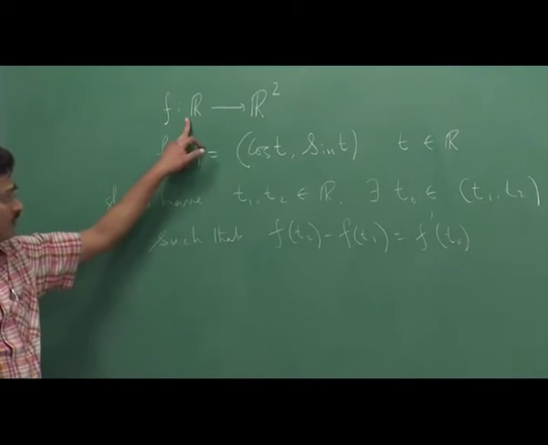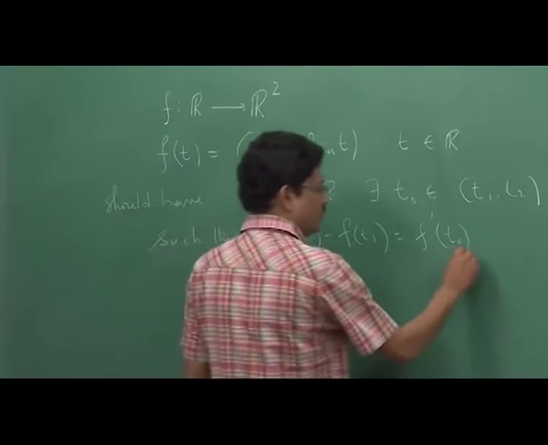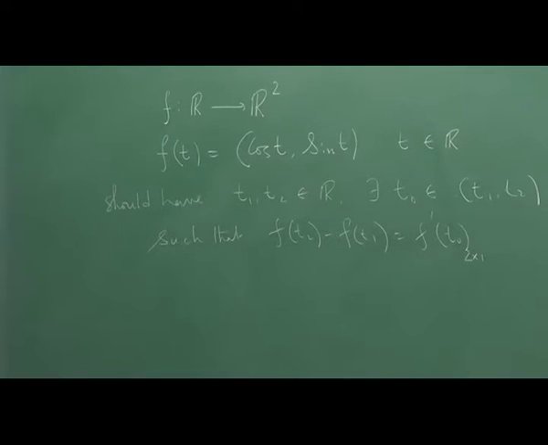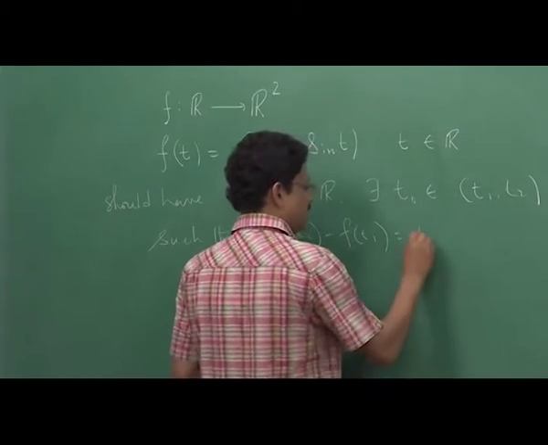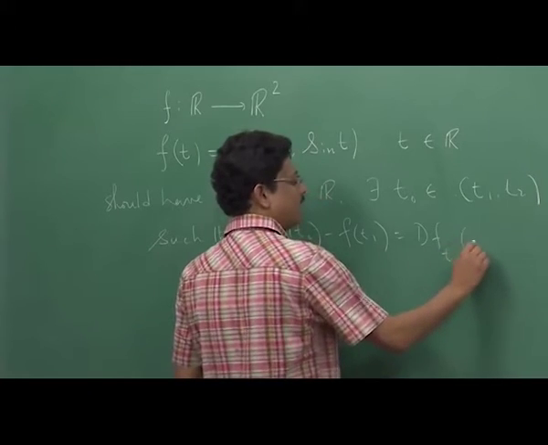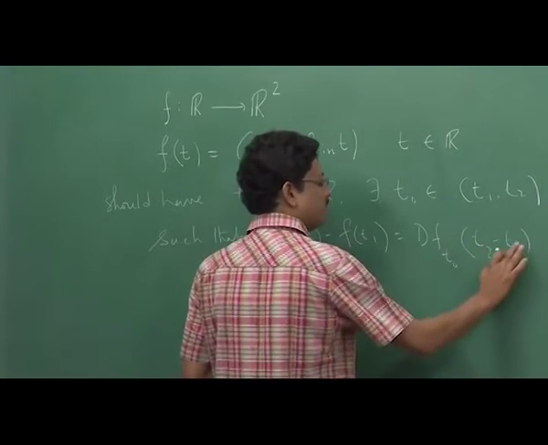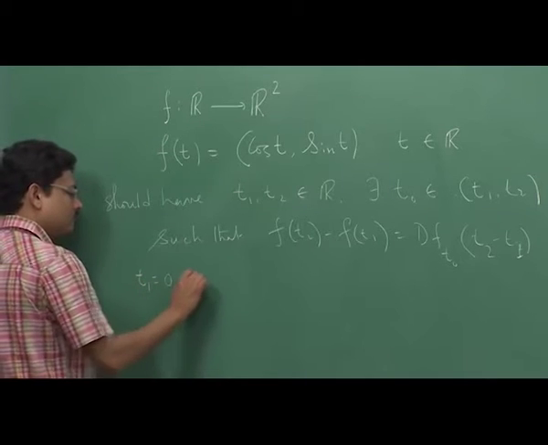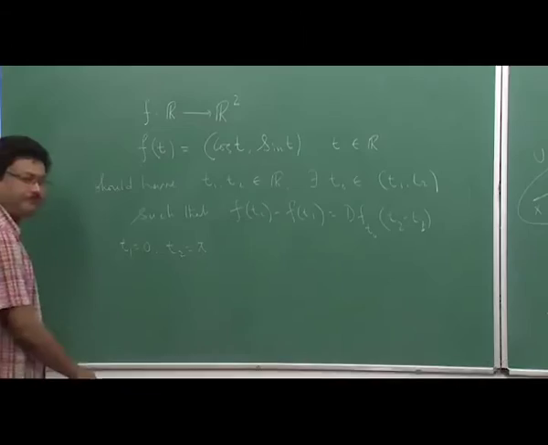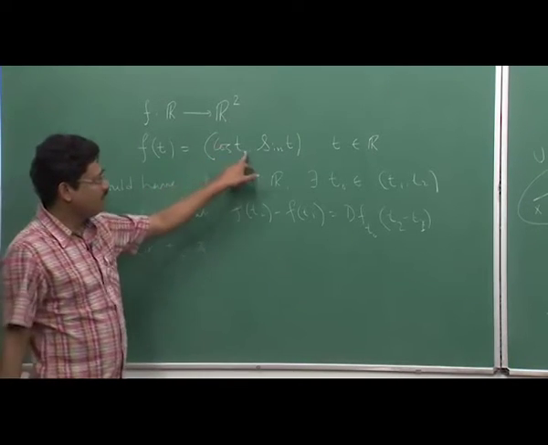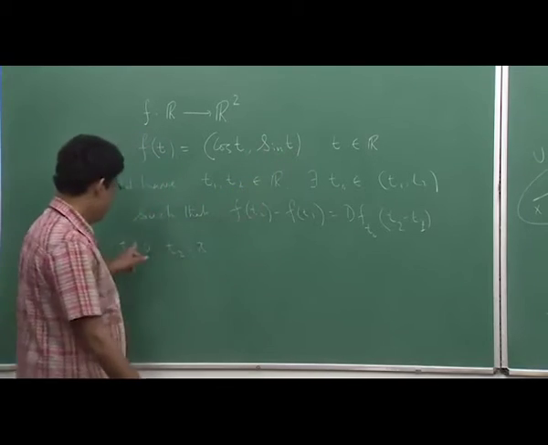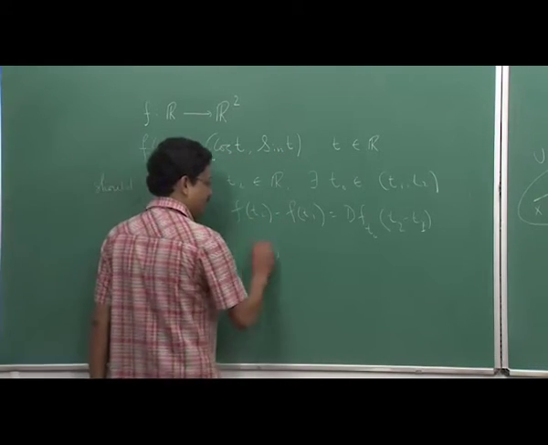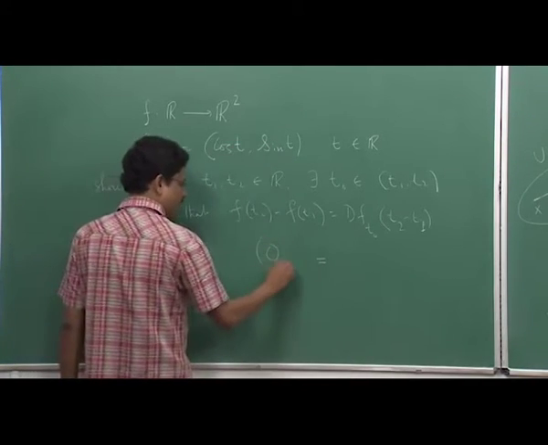F is from R to R2, so this is a 2 cross 1 vector, right, or should I write df according to our notation, df at T naught acting on T2 minus T1. Okay, this should be true. Let us check. Let us take T1 equal to 0, T2 equal to 2 pi. What is f T2? Cos 2 pi is 1, sin 2 pi is 0. What is f T1? Cos 0 is 1, sin 0 is 0. So, the left hand side is 0, that is 0 0 of R2.